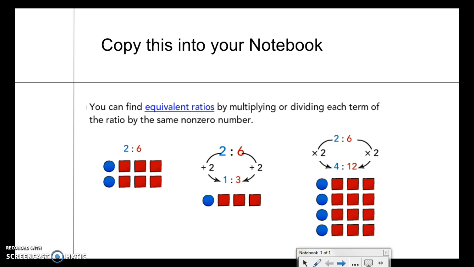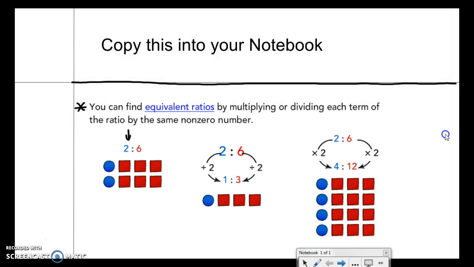So this is kind of like what we just did, but it's explained a little bit differently. Here's a line to separate what you did from what you're about to do. You can find equivalent ratios by multiplying or dividing each term of the ratio by the same non-zero number. All of this is just a fancy way to say, if you divide one by a number, you have to divide the other by that same number. For example, if you wanted to split this ratio in half, to make a simpler version, you would divide each of the numbers by 2.